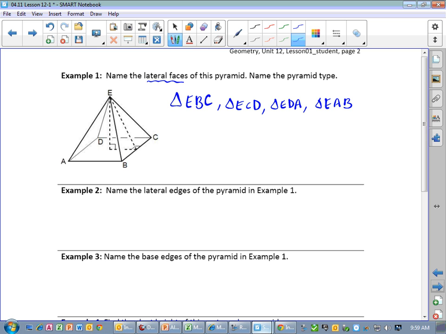Okay, so notice the lateral faces are the 4, or however many sides it has. They're always triangles. And we name the pyramid off of the shape of the base. So what's the shape of this base? A rectangle. So this is a rectangular pyramid.